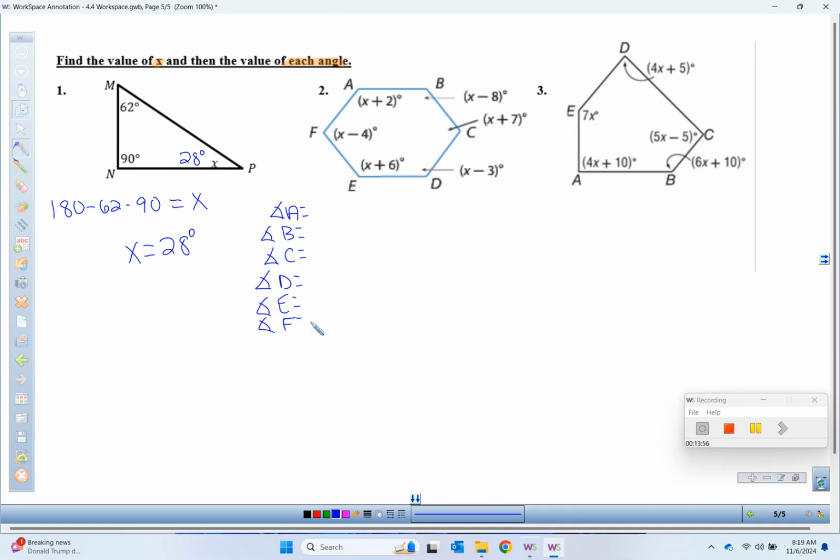Okay? So before we do this, though, we need to solve for x. So first, we need to know the interior angle sum. What is the complete sum of this interior polygon? So we need to know how many sides and how many angles it has. 1, 2, 3, 4, 5, 6. Now we know we are dealing with a hexagon. We are dealing with a 6-sided polygon.